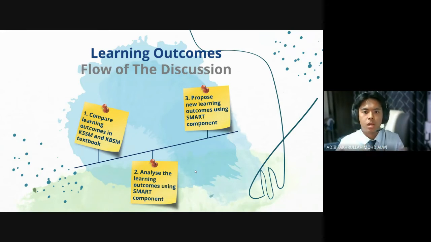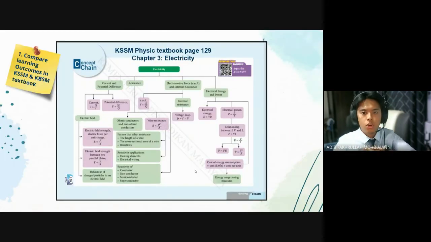Now for learning outcomes. This is the flow of the discussion. It is the same as for learning objectives, but we compare to the KSSM and KBSM textbooks, not the DSKP. For learning outcomes in the KSSM physics textbook, for chapter 3 electricity, they don't provide any learning outcome in this chapter, but they provide a concept chain, which is the mind map only.